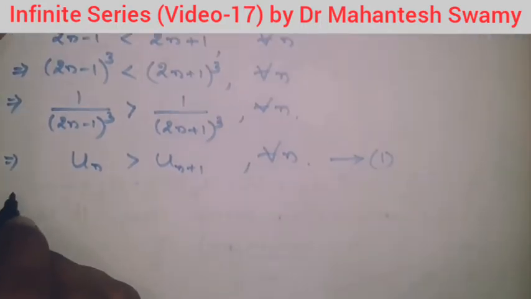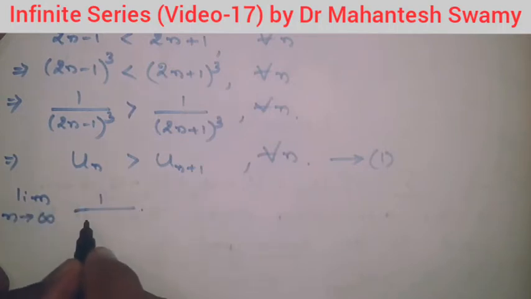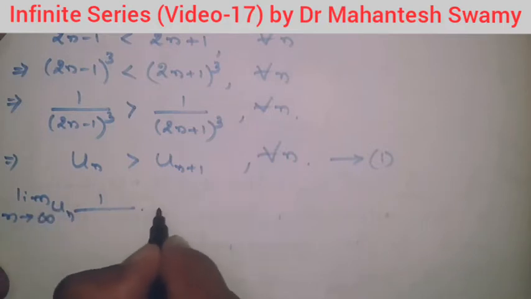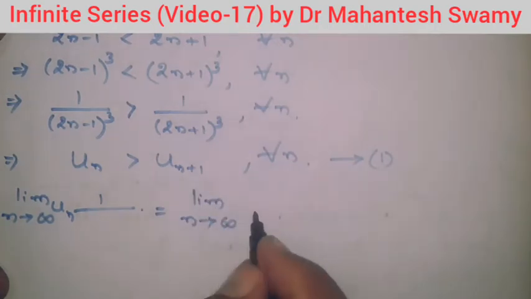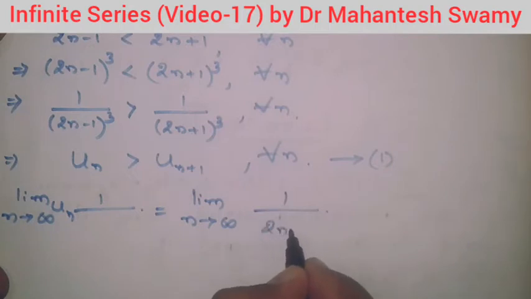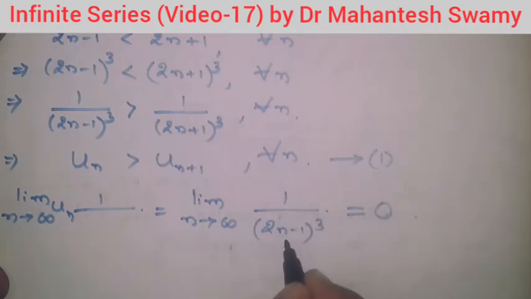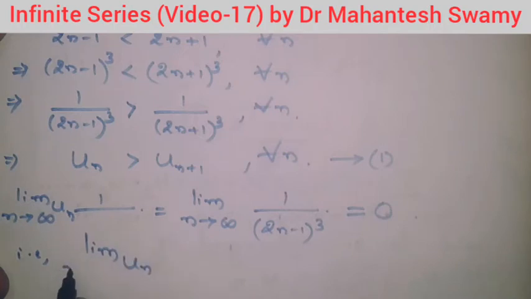Now let us consider the limit as n tending towards infinity of un, that is equal to the limit as n tending towards infinity of 1 divided by 2n minus 1 whole cube. So when we directly put infinity here, it is 1 divided by infinity, that is of course 0. So what we have proved is that the limit of un as n tending towards infinity is equal to 0.